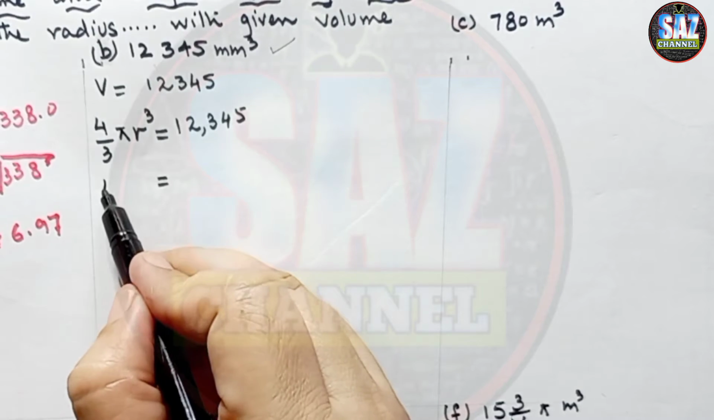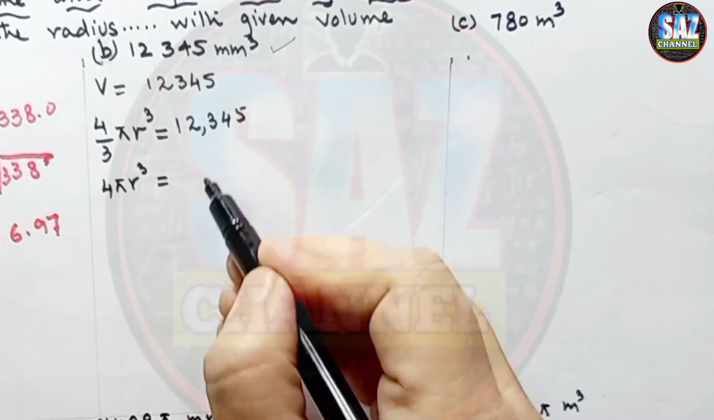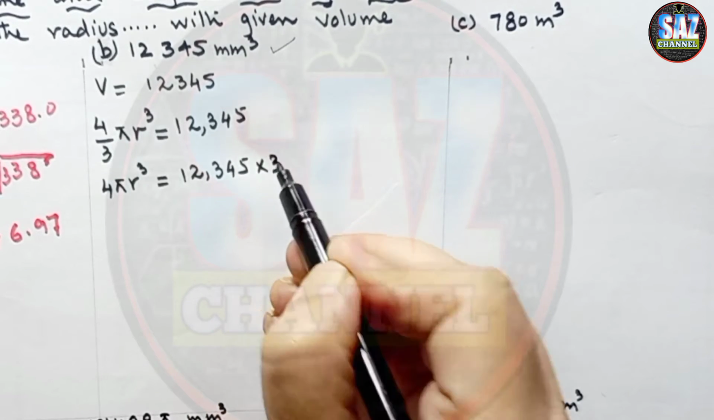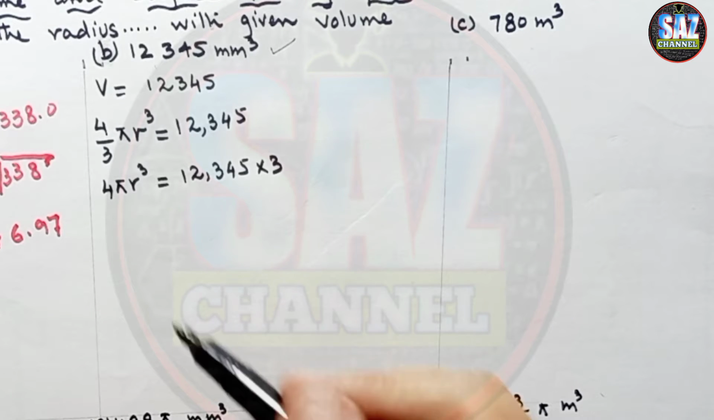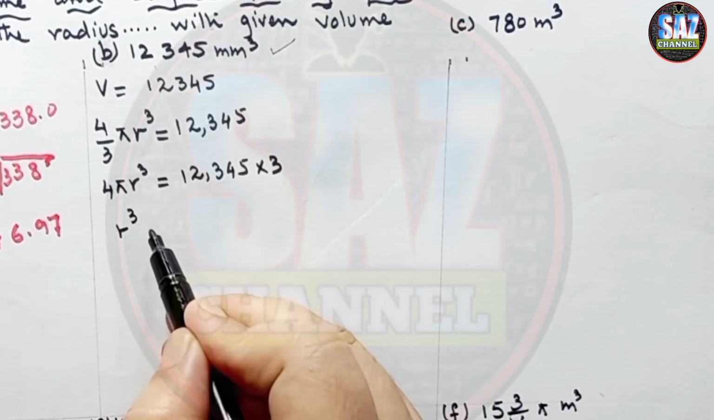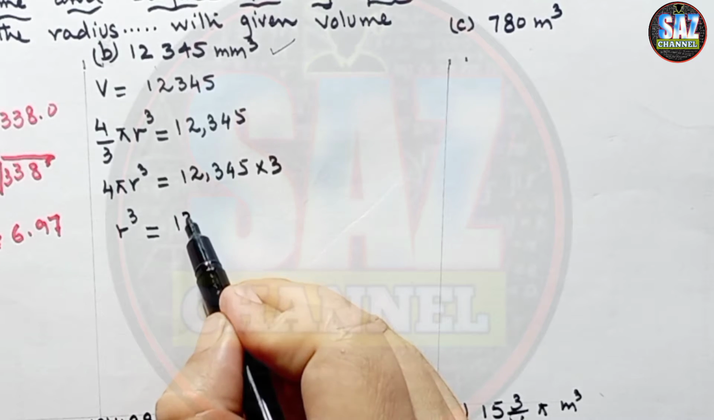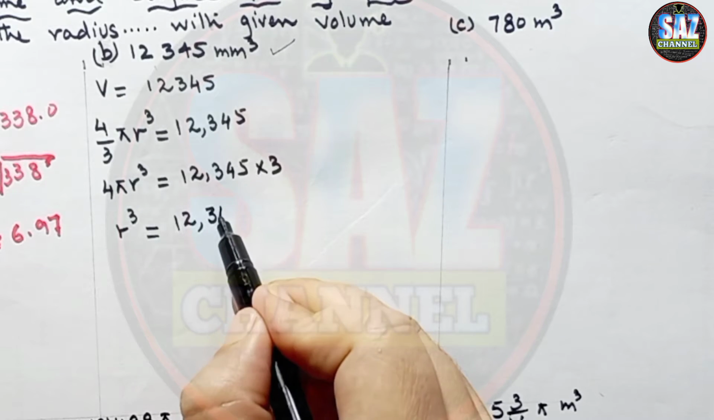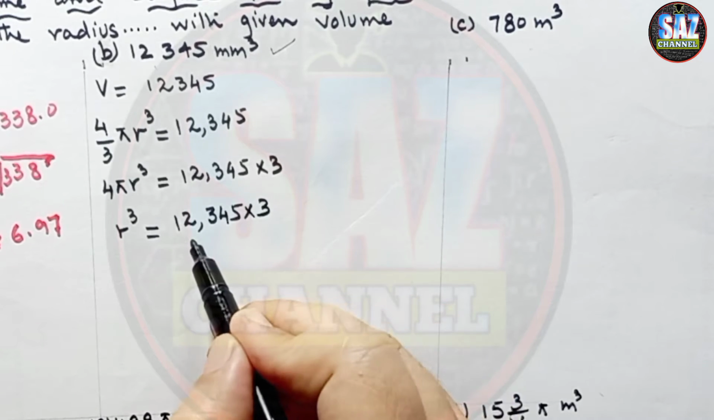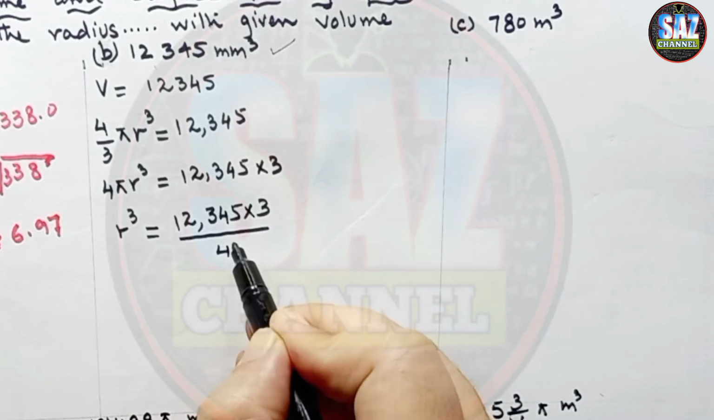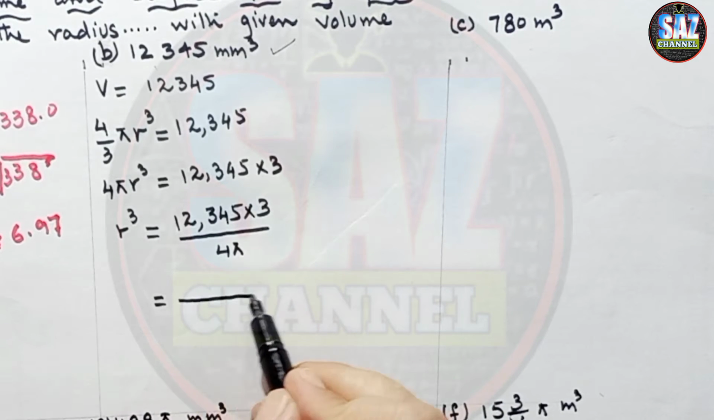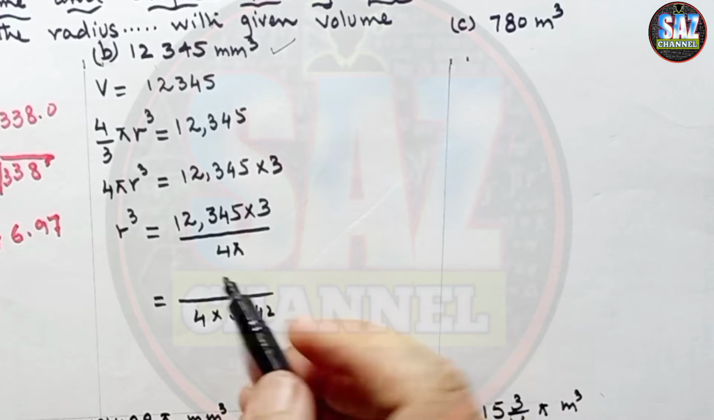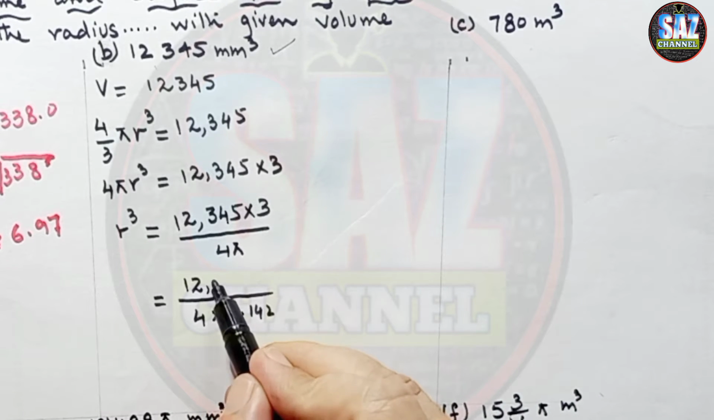That 4 pi r cube equals 12,345 multiplied by 3. Now in order to get the value of r, let r cube be on the same side, and I have to divide by 4 pi on the other side, and the equation will take the form 12,345 multiplied by 3 upon 4 pi. Pi has the value 3.142. 4 multiplied by 3.142, and then in the numerator I will be writing the value as it is.